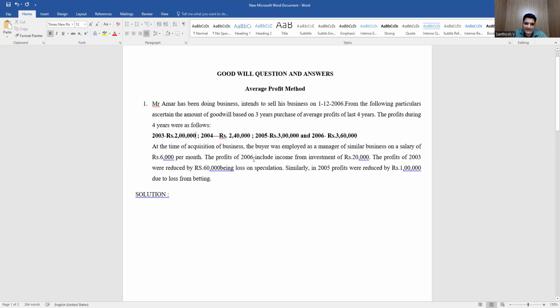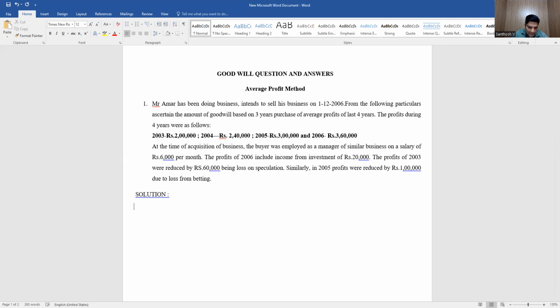The profit of 2006 includes income from the investment of rupees 20,000. This one we have to identify as either plus or minus. The profits of 2003 were reduced by rupees 60,000 being a loss on speculation. Similarly, in 2005, profits were reduced by rupees 1 lakh due to loss from betting. In the class I have already shared the pro forma of the average profit method and what steps we are going to do. Now we are going to do it one by one.